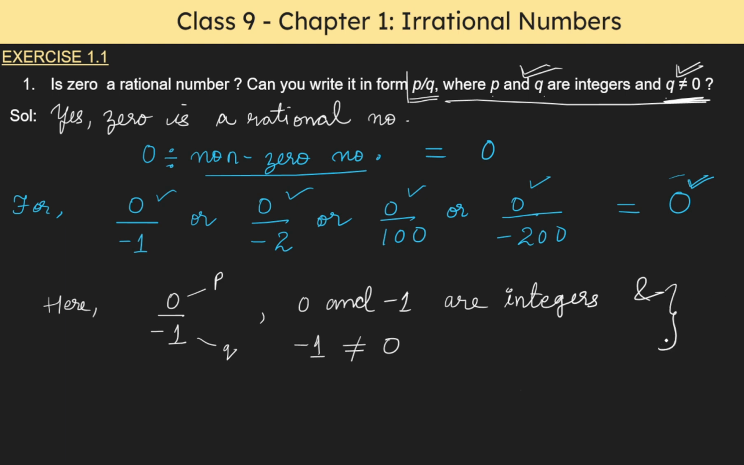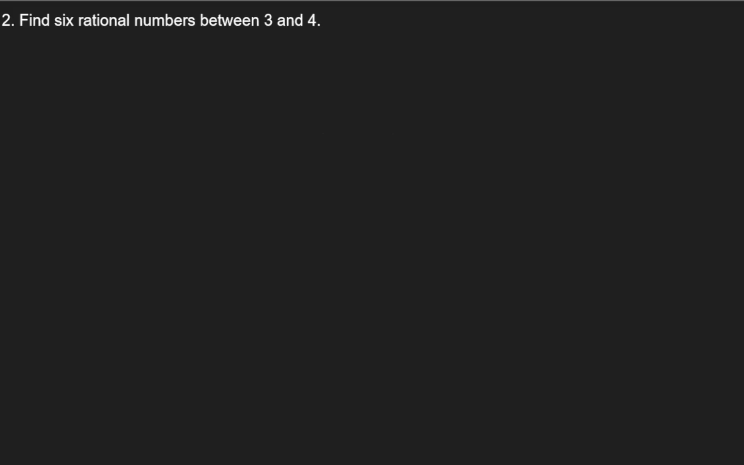So these two conditions are checked, which are actually the conditions for a rational number. Thus we have just seen that 0 is a rational number. That's it. Hope you got how to solve this question. Now let us move to the next question.